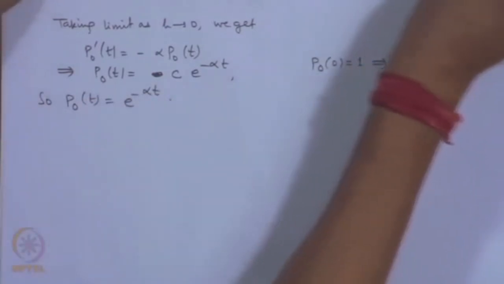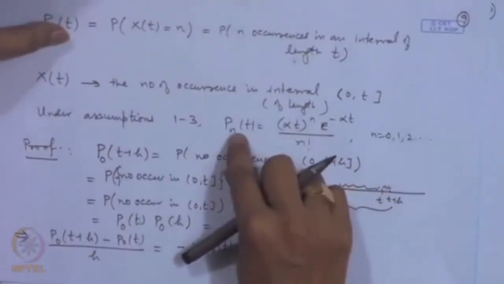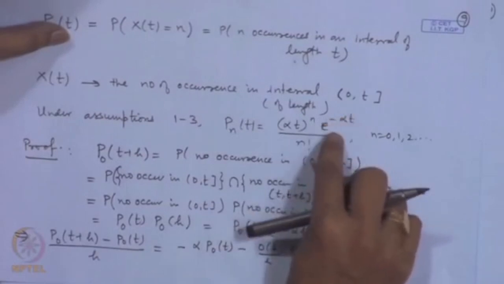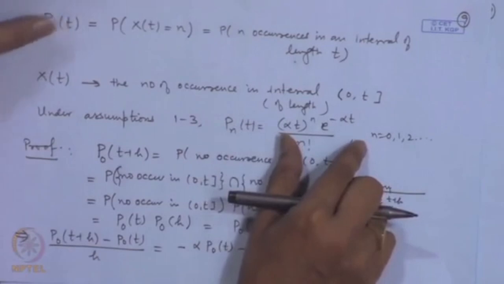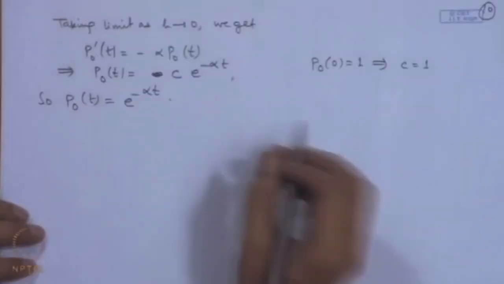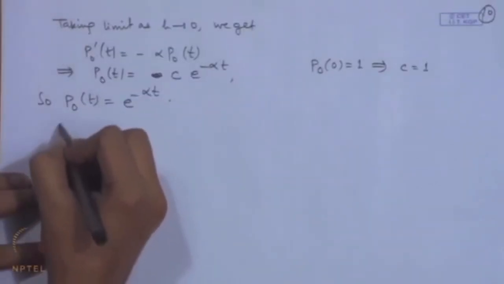Now, if we look at this expression here, p n t, if we put n is equal to 0, we get e to the power minus alpha t. That means, we have proved this statement for n is equal to 0. Now, in a similar way, we can prove for 1 and then so on.